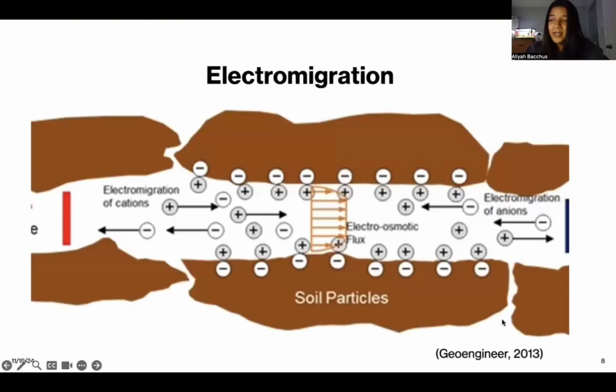So the first key mechanism is called electromigration, and this involves ions moving towards the electrode of the opposite charge. Cations that are positively charged, like copper and lead, move towards the cathode, the negatively charged electrode, while ions like nitrate and chloride move towards the positively charged electrodes known as the anode.